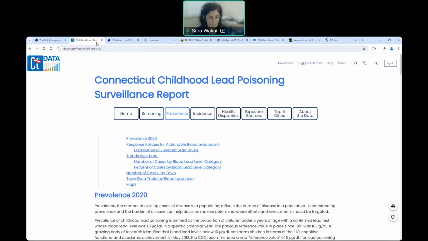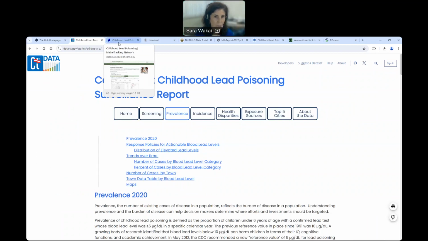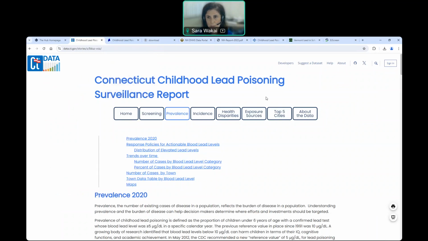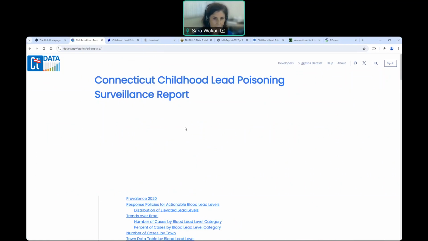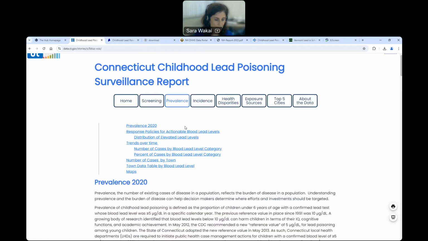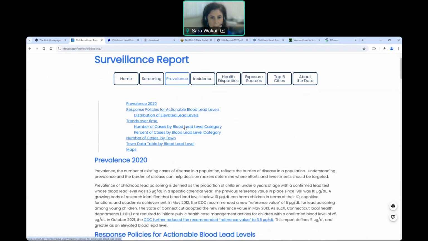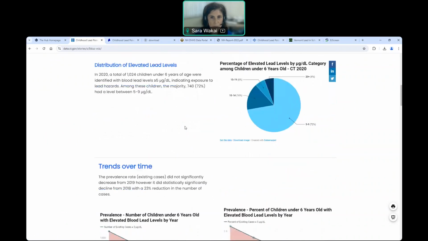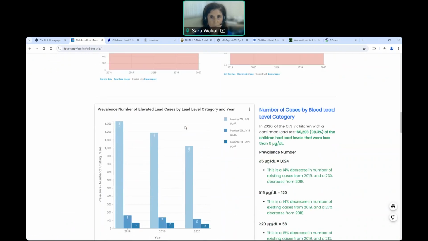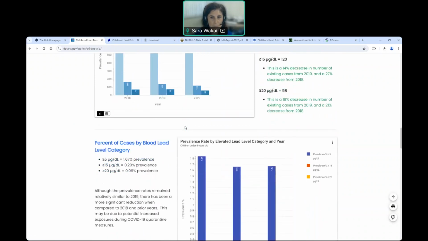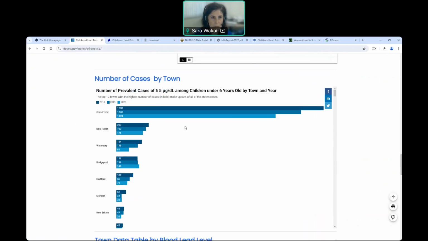Let's start with Connecticut. So here you can click on prevalence, and then this is going to show you information focusing on the total number of new and existing cases. And then if you scroll down, this has a lot of very good information, but I'm going to show you things that have to do by town. So here we go. These are the number of cases by town.